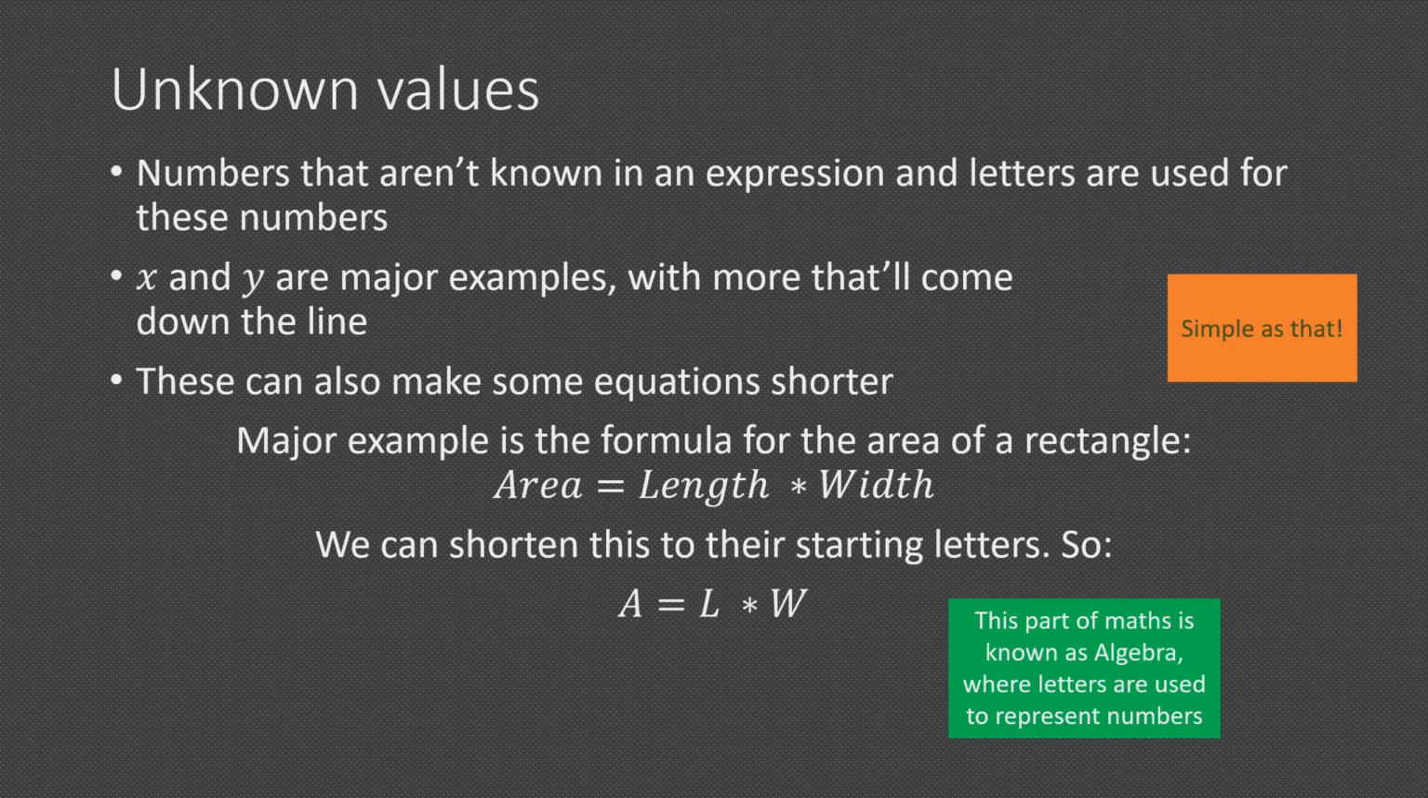So x and y are major examples, with more that will come down the line. This can make some equations shorter. That's a good benefit of them. So for this equation, we have the area of basically anything equals length times width. Through this, we can shorten the whole equation to A equals L times W, using the first letters in each expression. We can also say it as A equals LW. That's also a quick way of saying that.